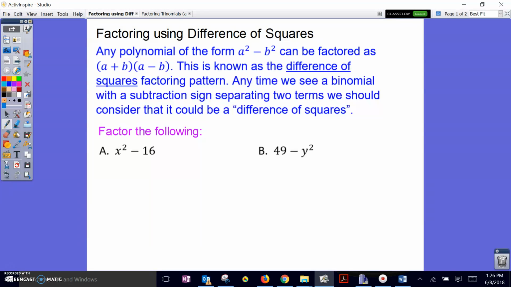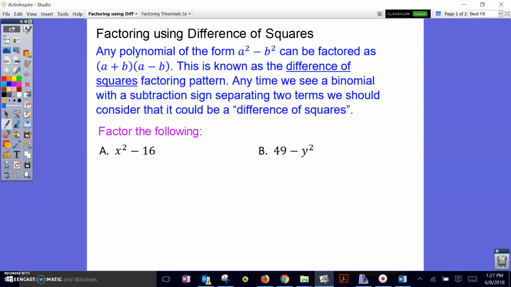In this video, we're going to factor binomials that can be factored using what's known as the difference of squares, which is a specific kind of factoring pattern. It says here, any polynomial of the form a squared minus b squared can be factored as the quantity a plus b times the quantity a minus b. This is what's known as the difference of squares factoring pattern.